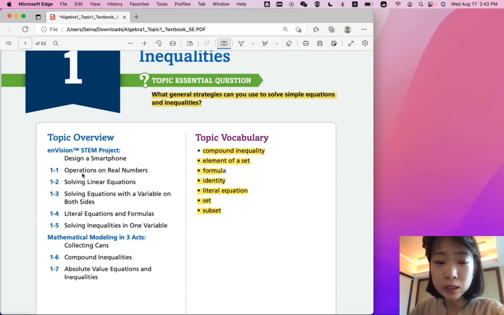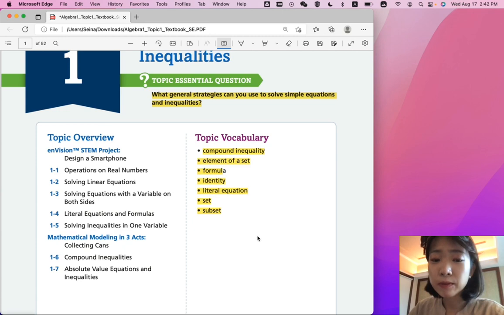We'll start with operations on real numbers, and then look at solving linear equations with a variable on both sides, and learn what literal equations and formulas are, and continue with solving inequalities in one variable and compound inequalities, and we'll end with absolute value equations and inequalities.